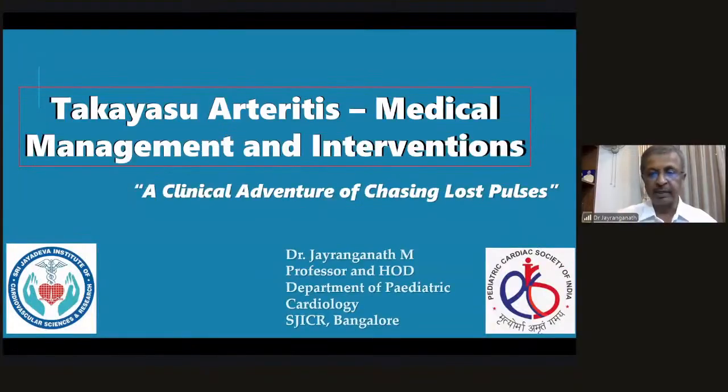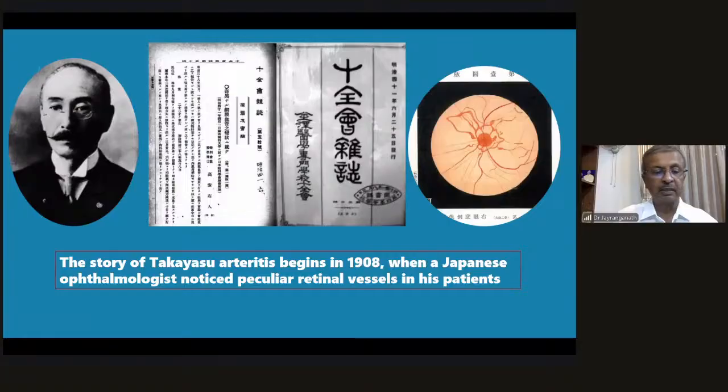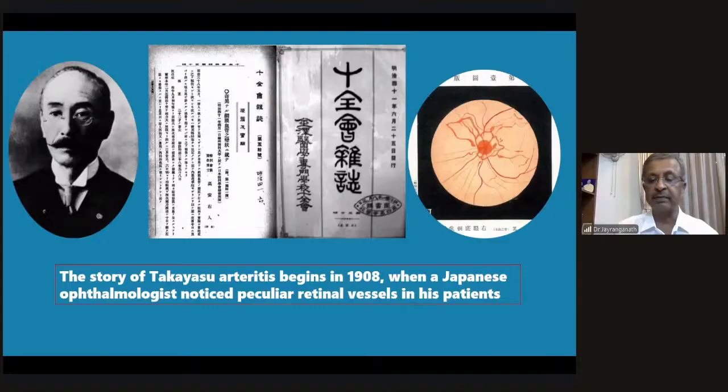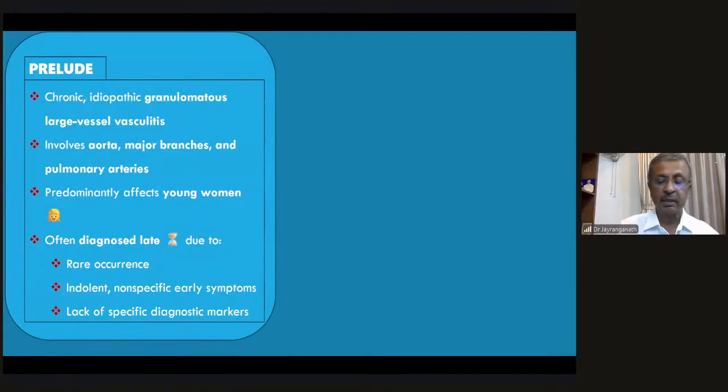So it is medical management and interventions, a clinical adventure of chasing the lost pulses. This I would put it. So the story of Takayasu, I'm going to give just as an introduction for the benefit of the students. It begins in 1908, when a Japanese ophthalmologist noticed peculiar retinal vessels in his patients. So it was first detected, please remember, by an ophthalmologist. Without introduction, we cannot proceed further.